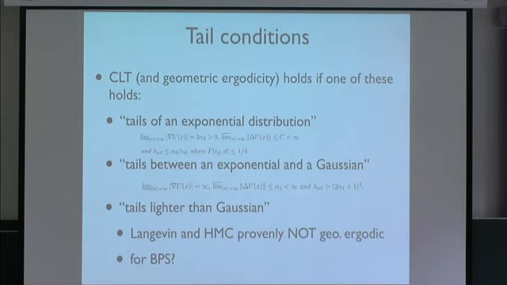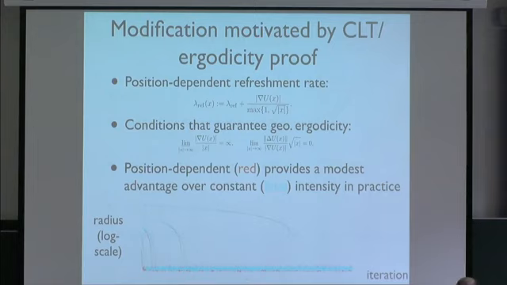So we add a geometric ergodicity in the regime where Langevin works. The question was whether we could get results in the cases, for example, where tails are lighter than Gaussian. And for BPS itself, we don't know, but it turns out that if we make a small modification to BPS, which is to increase the rate at which refreshment occurs, then we can get geometric ergodicity.